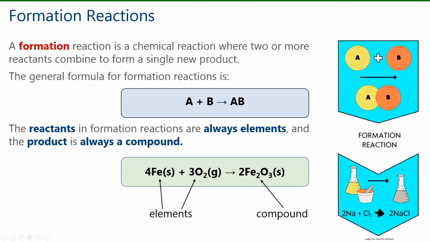In this image, we can see that in a formation reaction, we have two elements combined, element A plus element B, and our product is a compound made of a combination of these two elements. For example, in the bottom of this image, we can see that sodium and chlorine combine to form sodium chloride. So we have two elements, sodium and chlorine, and then when they combine together, we have the compound sodium chloride.